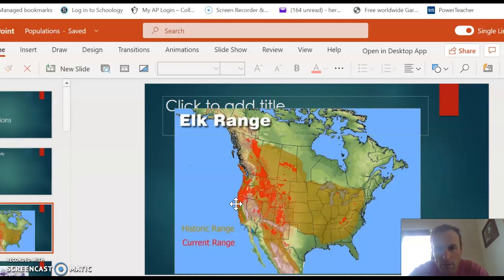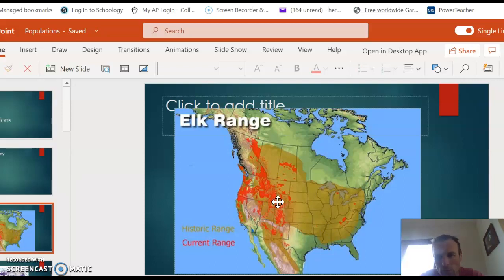So here's a picture of the historic and current range of Rocky Mountain elk, although there are some other subspecies of elk in the Pacific Northwest. Some of them have gone extinct, but Rocky Mountain elk is just one of the subspecies. And you can see as you look at this graphic that historically we used to find elk in the Midwest, all over North America, and now the red or the current range is dramatically reduced.